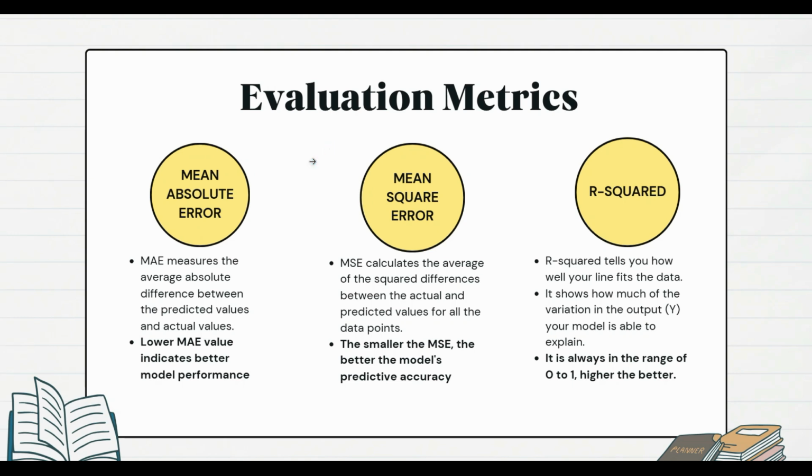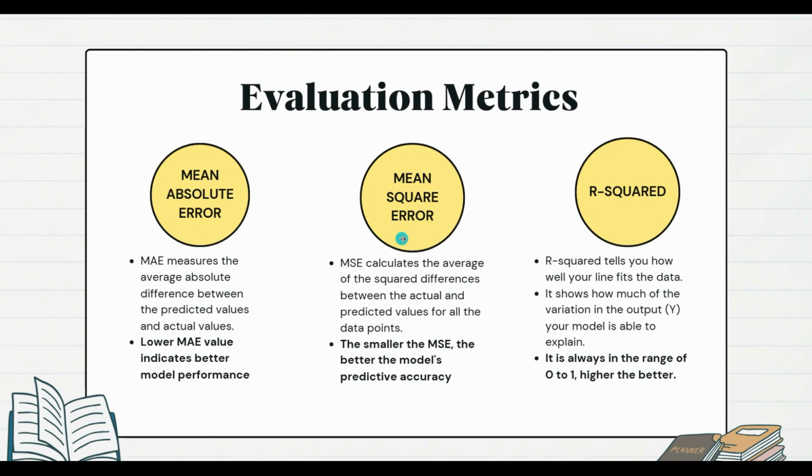Evaluation metrics. Mean absolute error. Mean absolute error measures the average absolute difference between predicted value and actual value. We have the predicted value and we have the actual value, and we take the difference of it and then we sum it up for all the values, all the training data that is given, and then we take the average. So that is the mean absolute error. And the lower the MAE, the lower the mean absolute error value, the better the performance of the model.